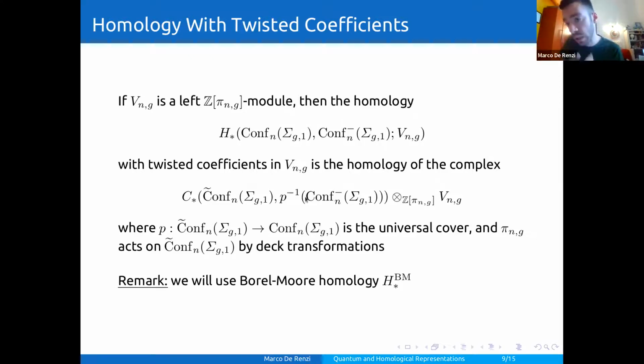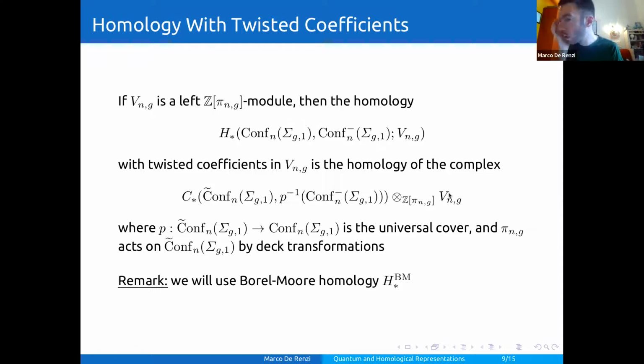This is also a Zπ module because π acts by deck transformations on the universal cover of the configuration space. This is typically written as a left action, but we can turn it into a right action by requiring that every element of the surface braid group should act by its inverse. Anyway, so this is the definition for homology with twisted coefficients in some module.